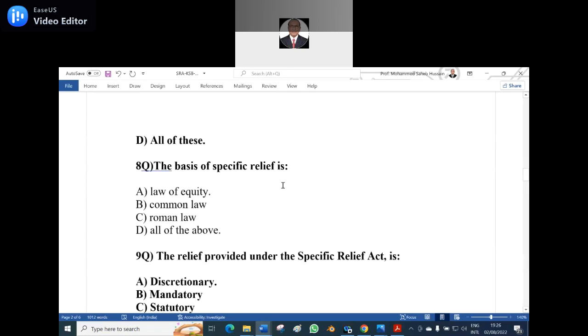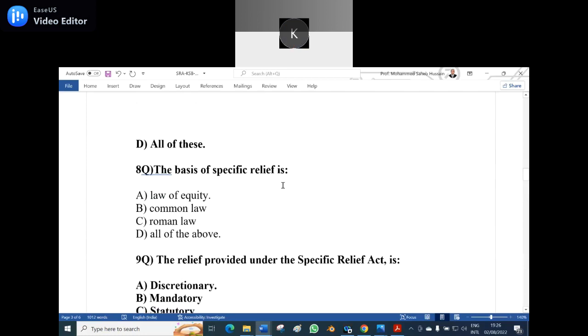Right. Eighth question. The basis of specific relief is: A, law of equity; B, common law; C, Roman law; D, all of the above. Law of equity. Option A is the right answer, law of equity.